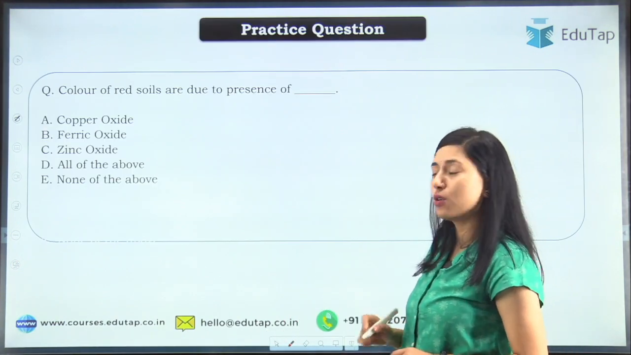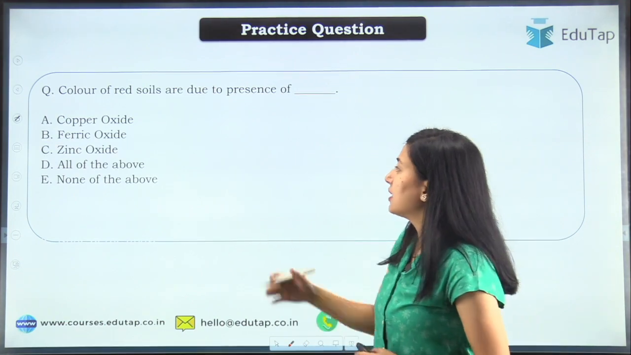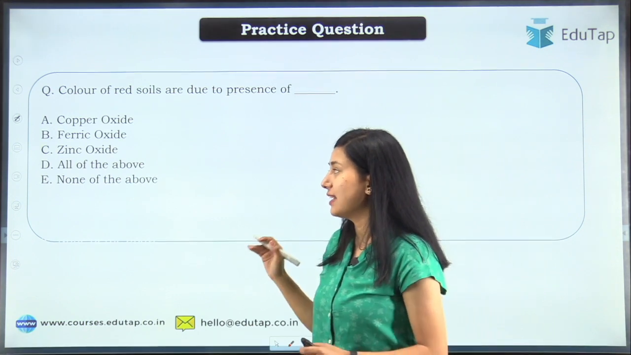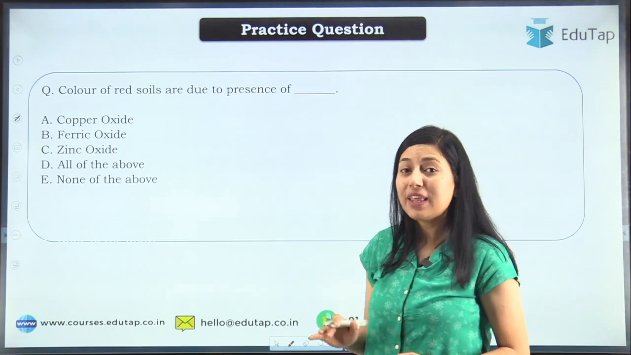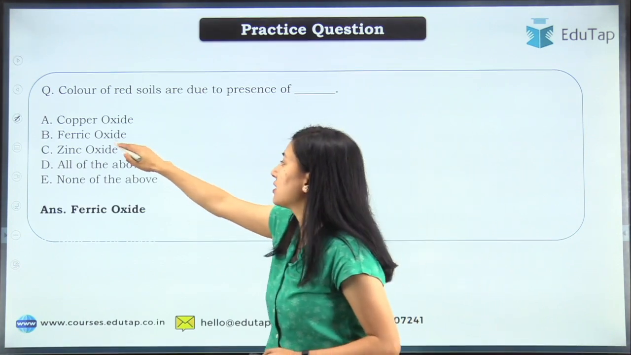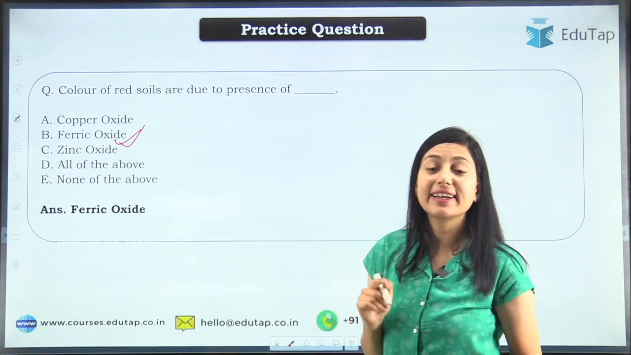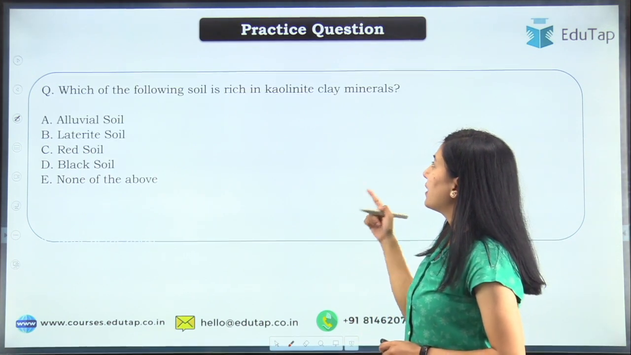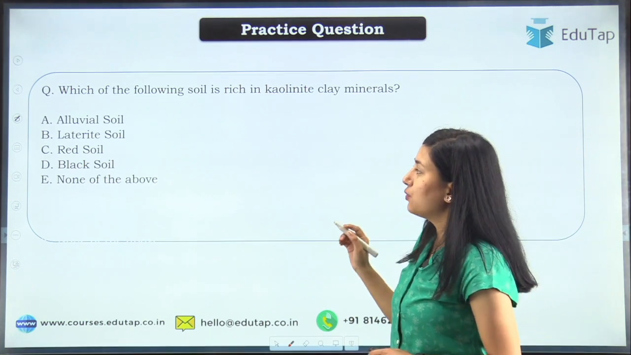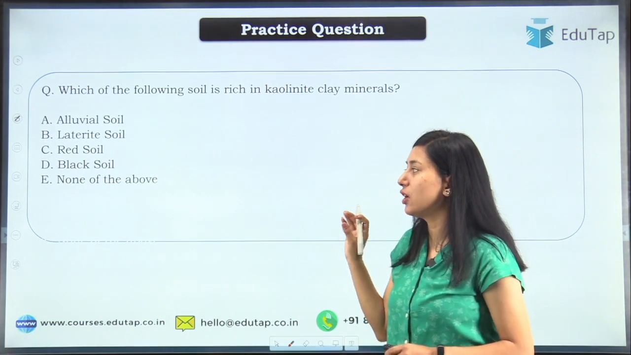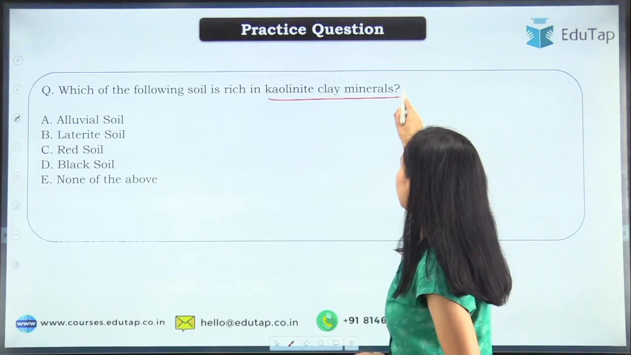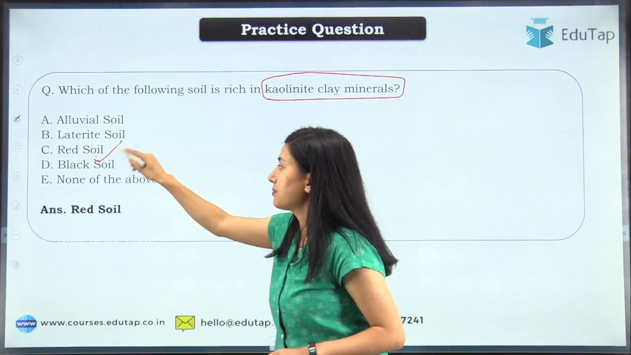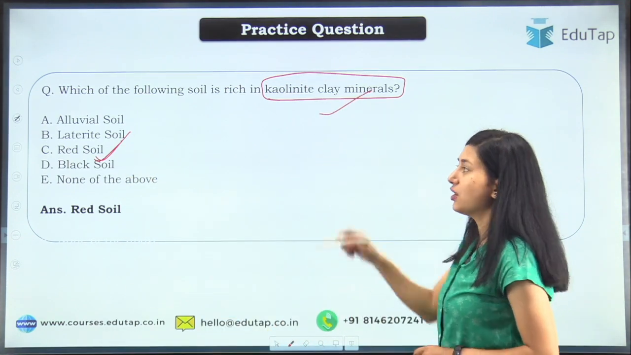Now let's discuss questions based on whatever we have discussed right now. The color of red soil is due to the presence of: options are copper oxide, ferric oxide, zinc oxide, all of the above, none of the above. We have discussed that ferric oxide is responsible for the red color of red soil. Moving on to the next question: which of the following soils is rich in kaolinite clay mineral? Options are alluvial soil, laterite soil, red soil, black soil, none of the above. Students, kaolinite clay mineral has been asked here, and we have discussed that kaolinite is highly present in your red soil.